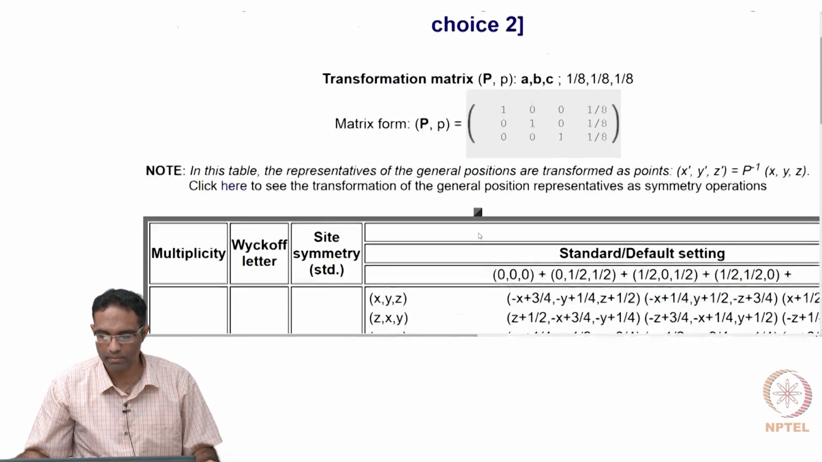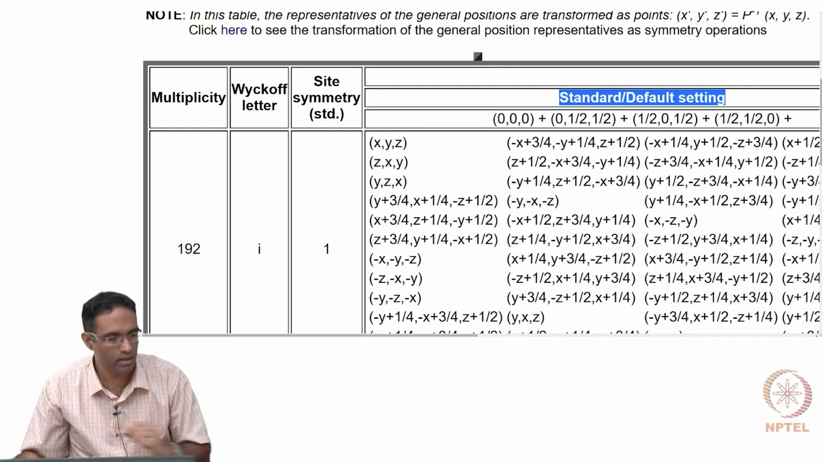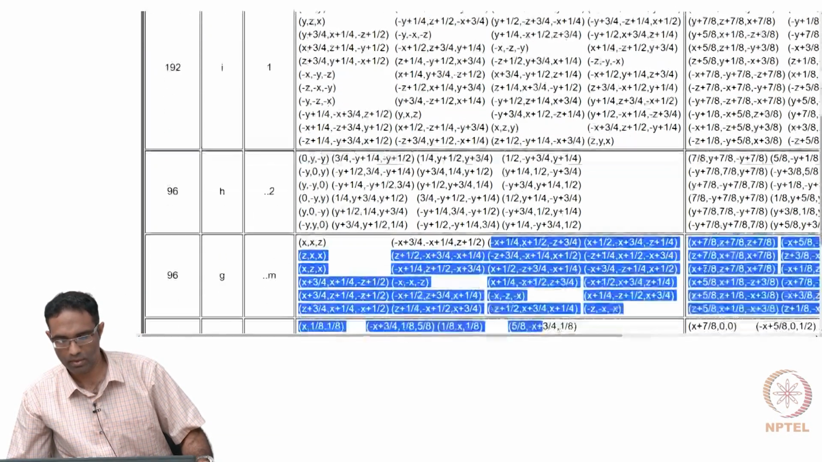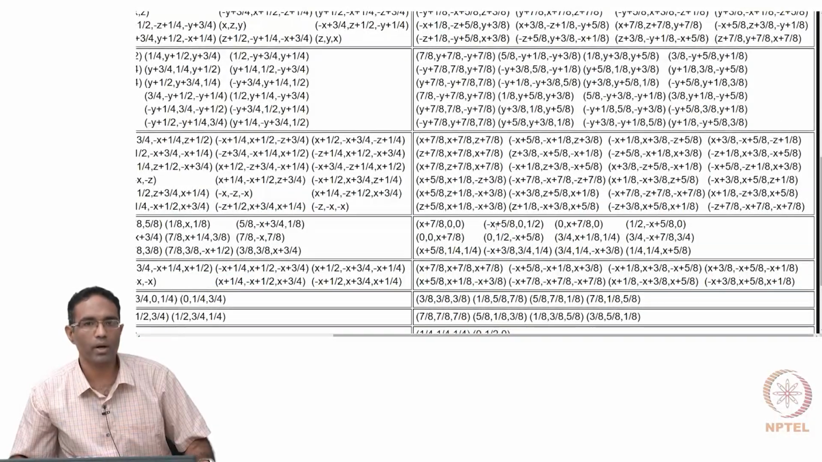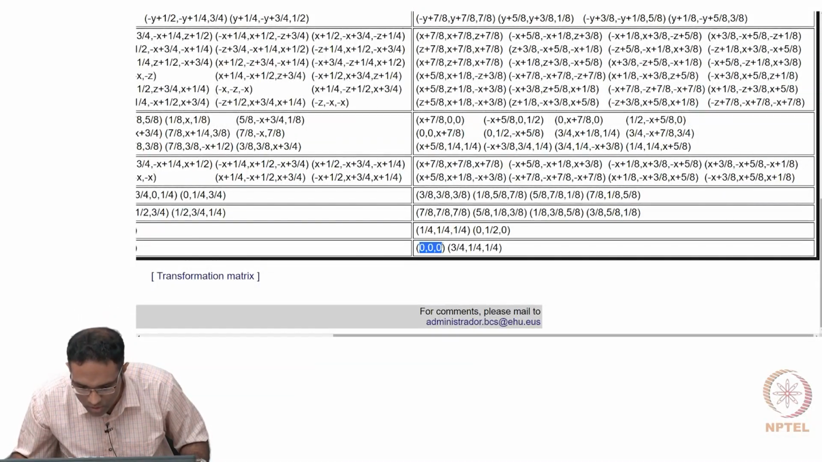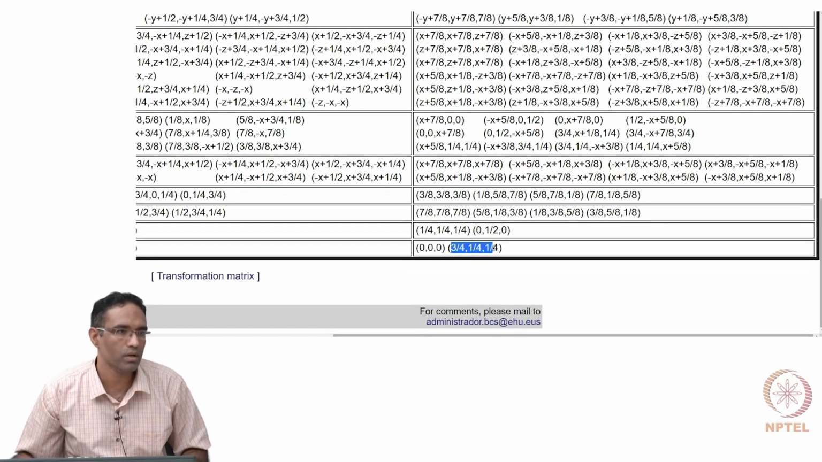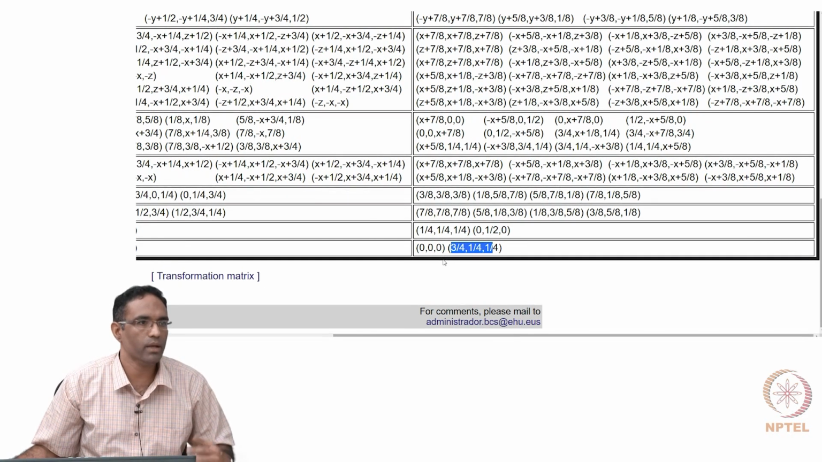If I did that, you see that now I will have one table on the left hand side showing the standard or default setting, okay, and one table on the right showing the corresponding XYZ coordinates with the shifted origin. And in this case, I will have an atom at 0, 0, 0 and another one at 3/4, 1/4 and 1/4, which is what people are generally used to whenever they are dealing with diamond.